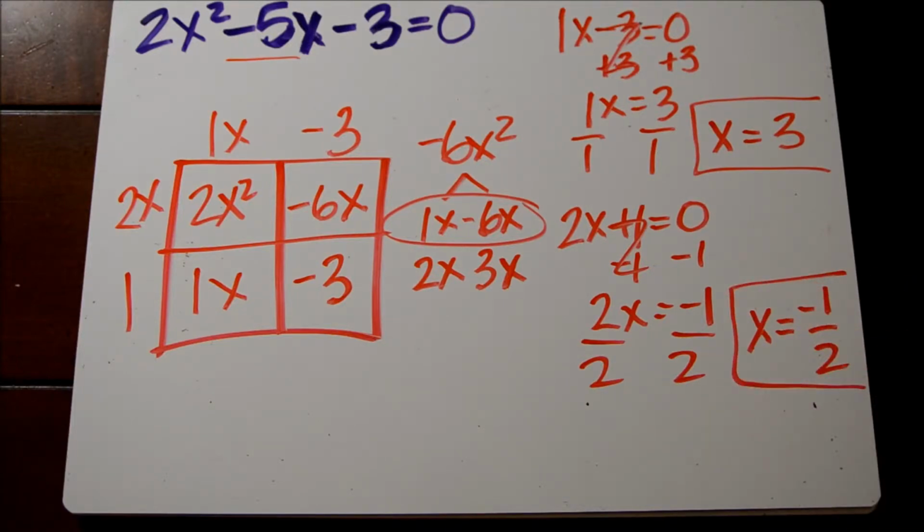What this means is that if we were to graph this parabola, our parabola would cross the x-axis once at 3 and once at negative 1/2. Those are our two solutions. Let's take a look at another example.